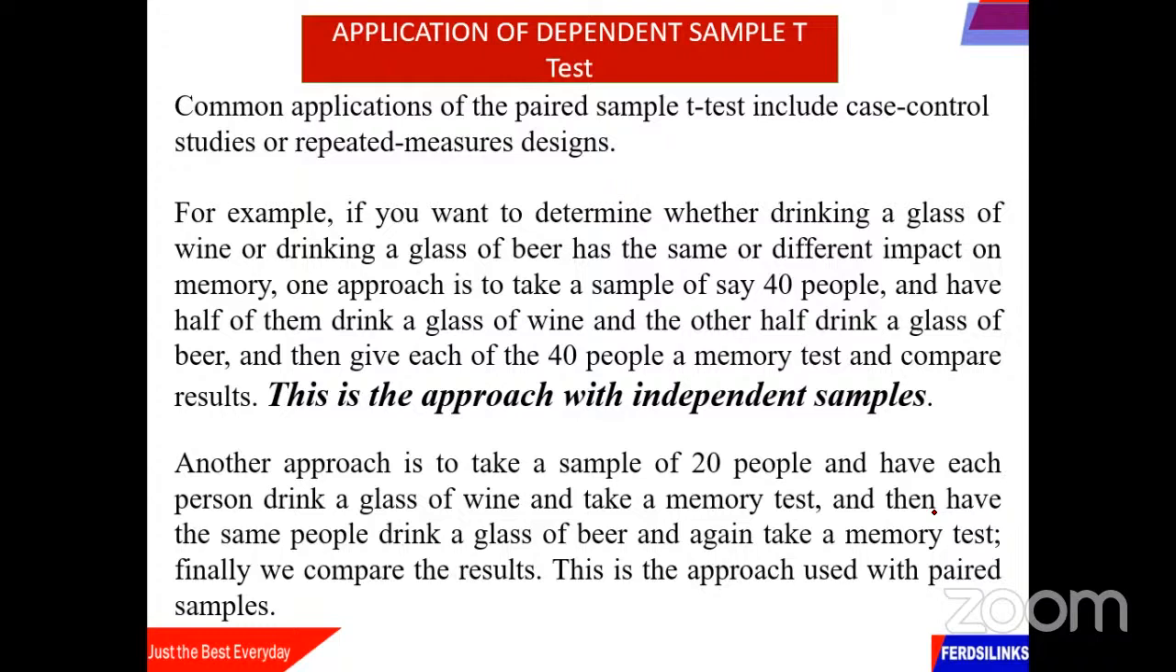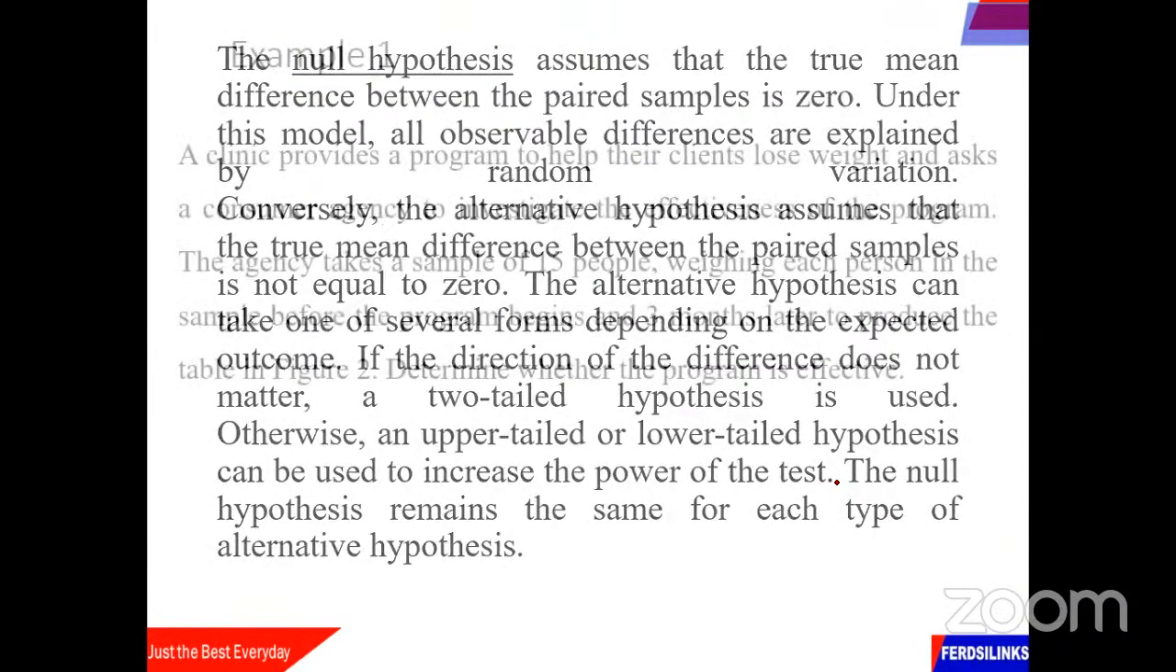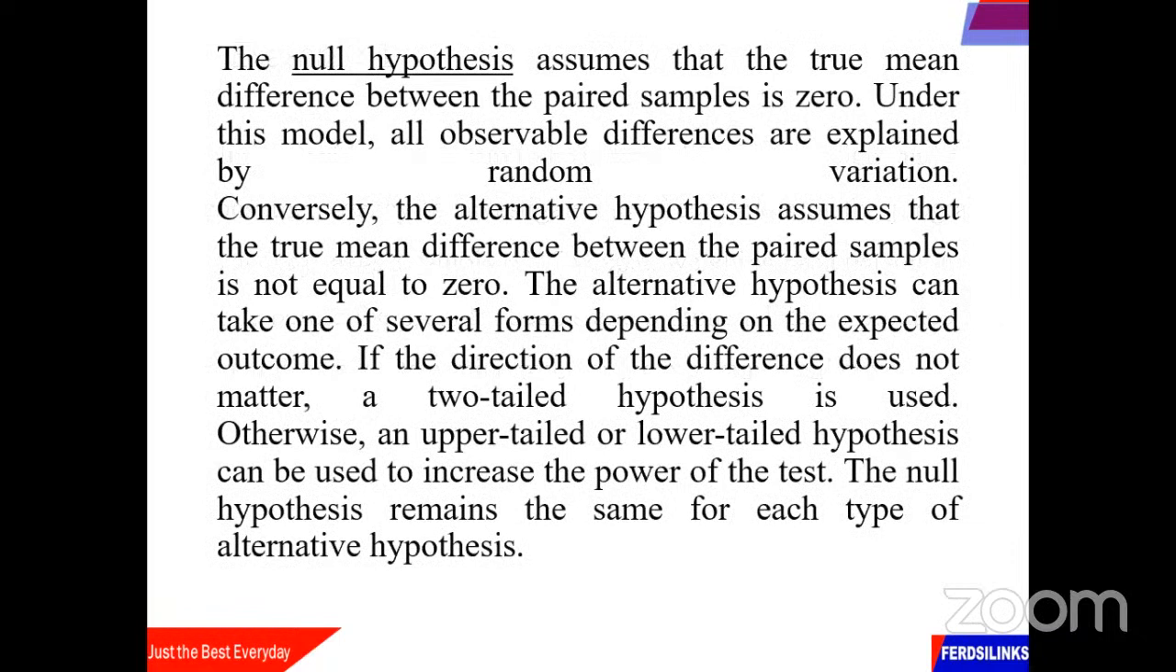So common applications, we've said, if you want to determine whether drinking a glass of wine has the same effect on the impact of memory. Yeah, you want to evaluate with respect to memory. So we have different ways we've talked about it. Now, like we said, before you analyze any inferential data, we always have to have in mind your alternative and null hypothesis. They are very vital because they give you a direction. What's our null hypothesis and what is our alternative hypothesis?